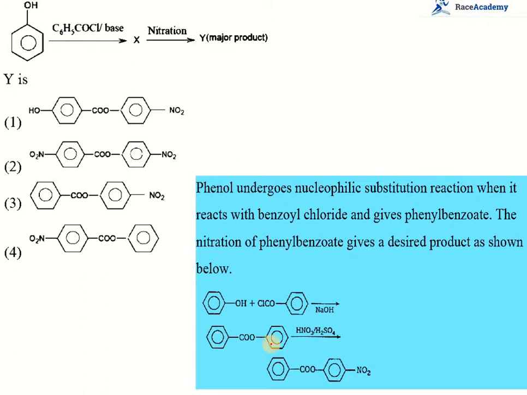After removal of HCl, we will get ring-COO-ring, and if it undergoes nitration, one of the rings undergoes nitration at the para position, and that means ring-COO-ring-NO2. So ring-COO-ring-NO2 is our third option.